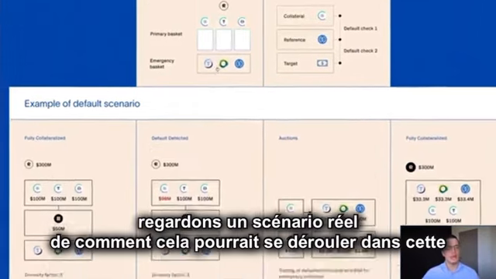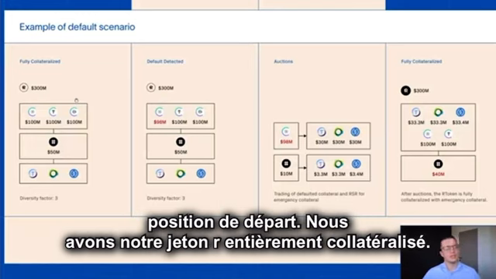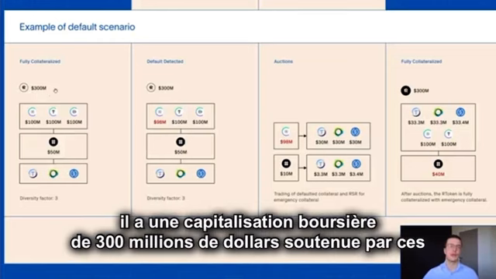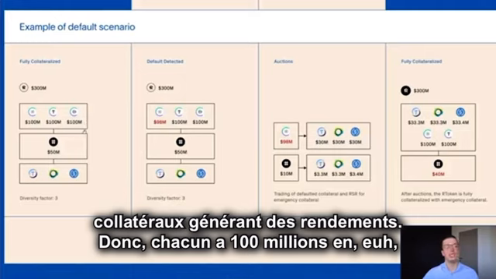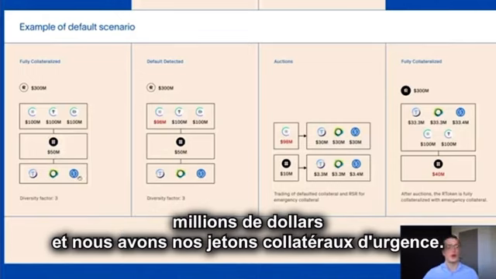Now let's look at an actual scenario of how this might play out. In this starting position, we have our fully collateralized RToken. It has a market cap of $300 million, backed by these yield-bearing collateral, so each has 100 million in backing. You can see we also have a staked RSR pool of $50 million. And we have our emergency collateral tokens.